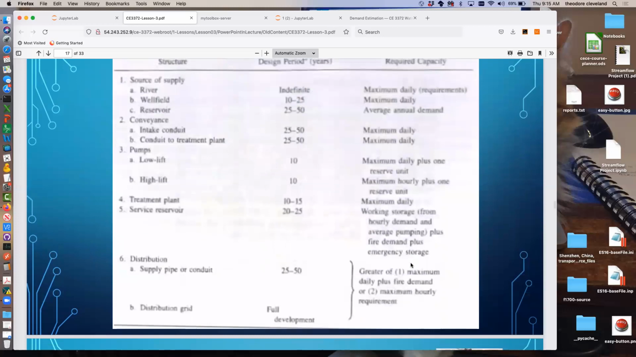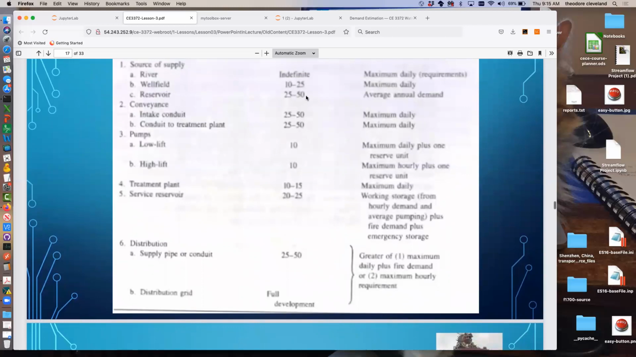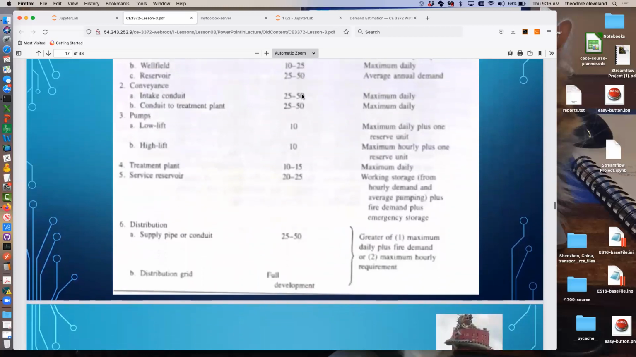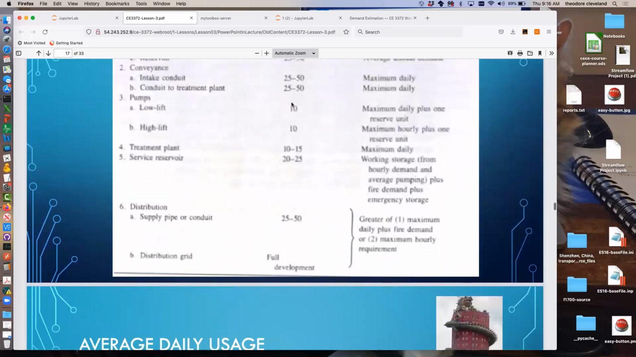We do have to consider how long pieces last. So the supply source, a river, is considered indefinite. Our well field, 10 to 25 years. I don't think that's until you completely draw down the well, though in West Texas, that's certainly the case. But that's before stuff breaks so much that you have to completely rebuild it. Reservoir, they're showing 25 to 50 years of service life. The conveyance, 25 to 50 years.